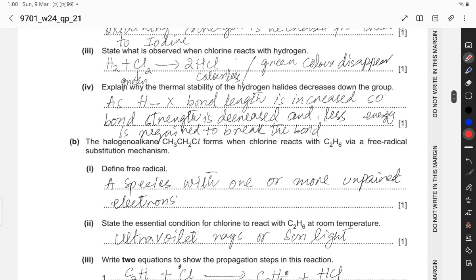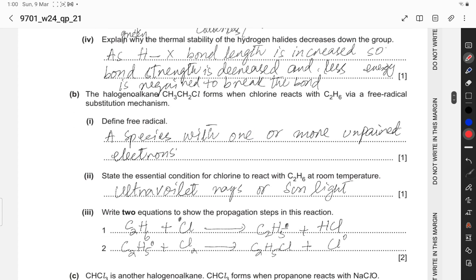State what is observed when chlorine reacts with the hydrogen. So hydrogen react with chlorine to form hydrogen chloride. Chlorine color is green yellow, so yellow green, so yellow green is disappeared while HCl is formed. Explain why the thermal stability of the hydrogen halide decreases down the group.